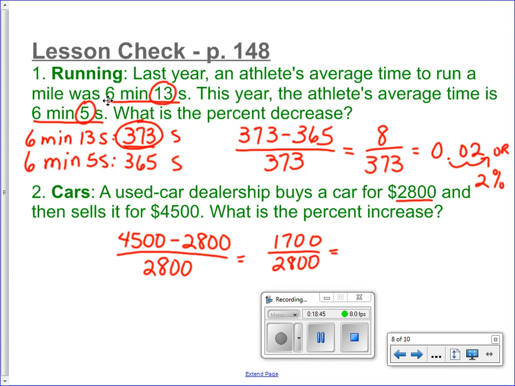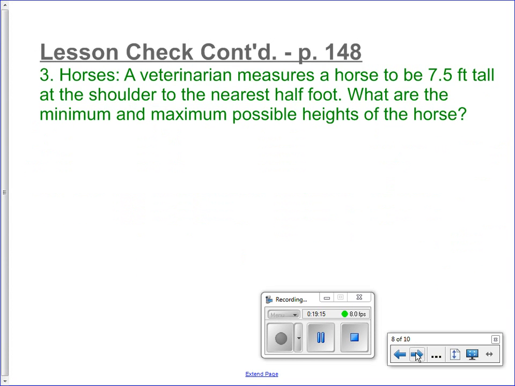And we get 0.60714. It keeps going. But moving my decimal point over 2 places, it would be 60.7%, or to the nearest percent, 61%. Okay, if you are asked to go to the nearest percent.